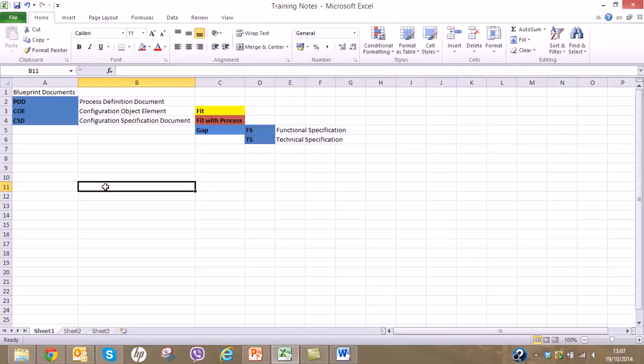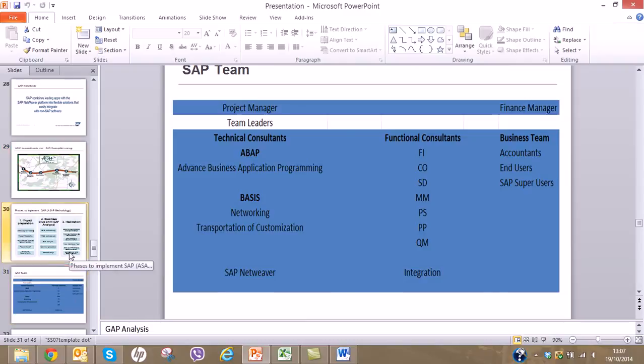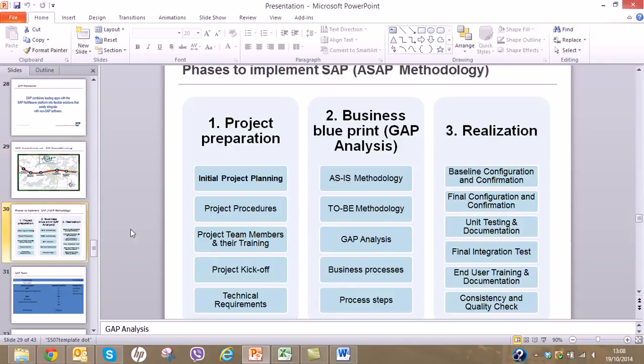Okay, so to write the documents is like making a university assignment. But what you will write under these documents is the business requirements. Okay, so that's what you have to write. After the business blueprint document, okay, business blueprint document.